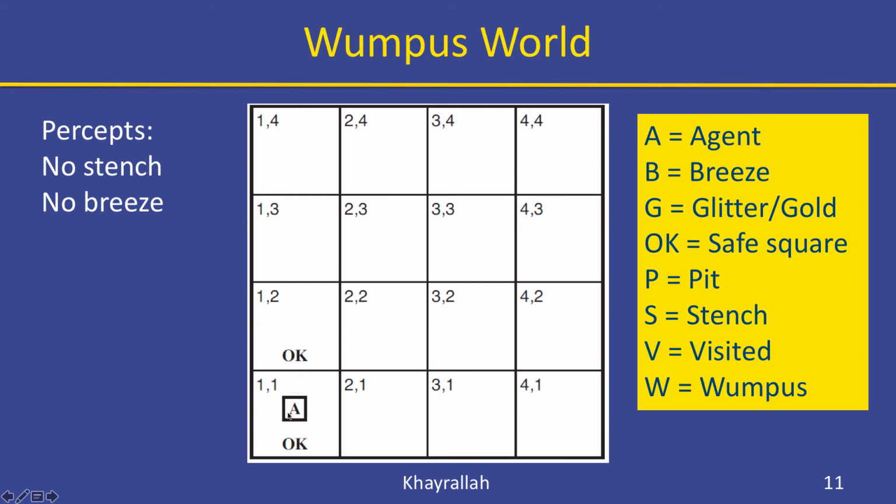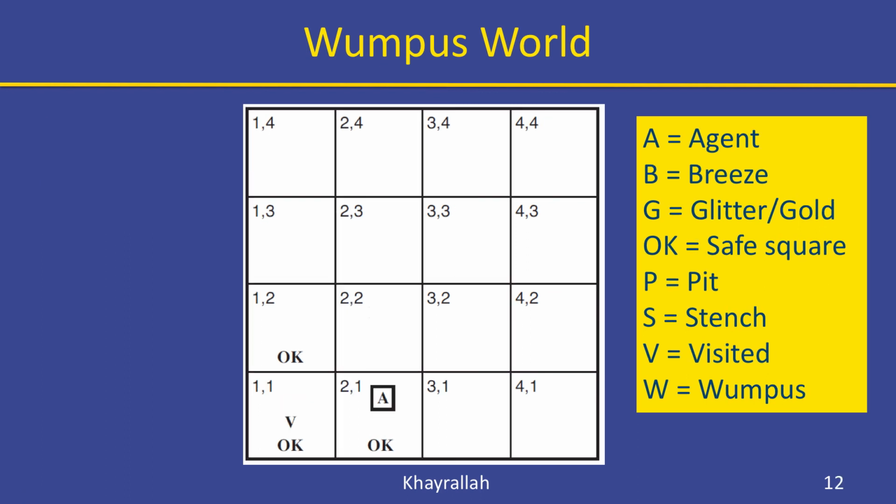Similarly, our agent can conclude that room 2-1 is safe, right? Because there can't be any wumpus here. If there was a wumpus here, then our agent would sense stench in the adjacent room, and if there was a pit here, our agent would sense a breeze in room 1-1. So we can conclude here that room 2-1 is also safe.